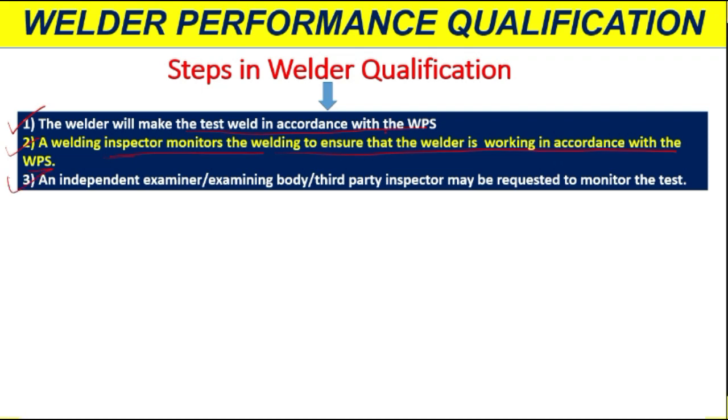Third is an independent examining body; a third party inspector may be requested to monitor the test. So in the test there are three parties: the welder makes the test according to the WPS, our welding inspector monitors, and the third party also monitors that test.